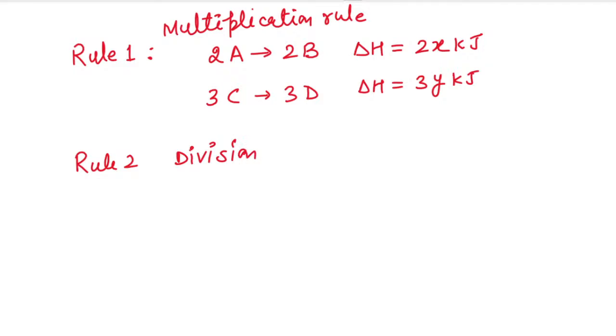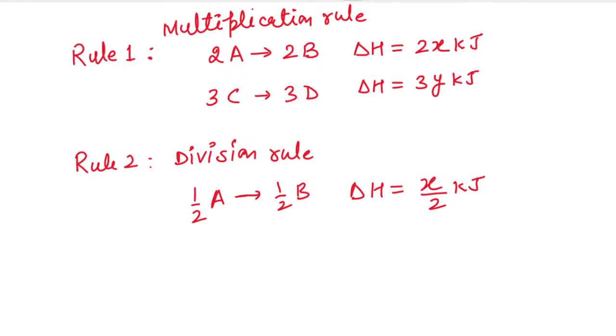Now division. Let us divide A by 2. If we divide the reactant, we have to do the same for the product, and delta H behaves the same. Now if we have 1 by 2 C to 1 by 2 D, delta H is again Y by 2.